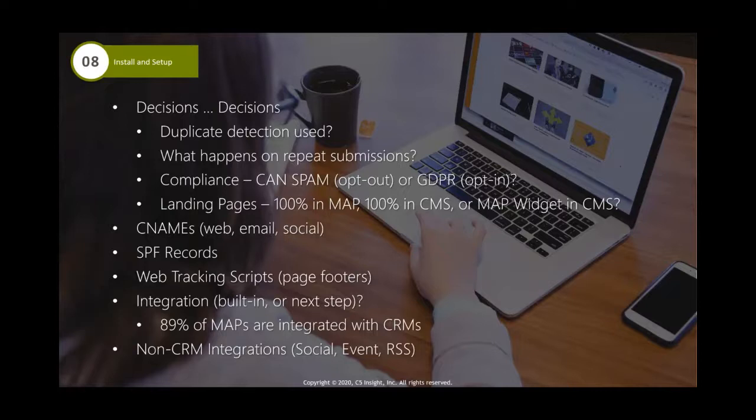Glad I got it. Okay, so now you're into installing and setting up your solution, and obviously that's going to vary widely depending on exactly what you've selected to do. But what's going to be common to that is a lot of what you've already decided. That planning is going to come in handy, right? So the decisions you need to make are: are you going to have duplicate detection involved? What happens when there's a repeat submission? I've seen this a lot of times.